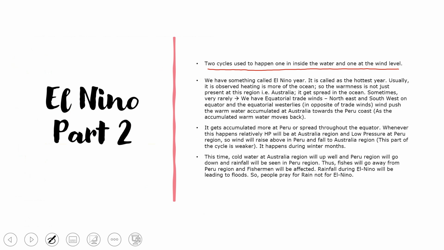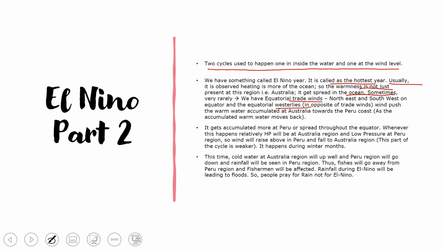So the two cycles will be there. We have something called the El Nino year. It is called the hottest year. The El Nino year will be called the hottest year for us, and usually it is observed that heating of the ocean is more, so the warmness is not just present in this region near Australia, it gets spread in the ocean, and sometimes, very rarely, we have equatorial trade winds and northeast and southwest on the equator and equatorial westerlies.